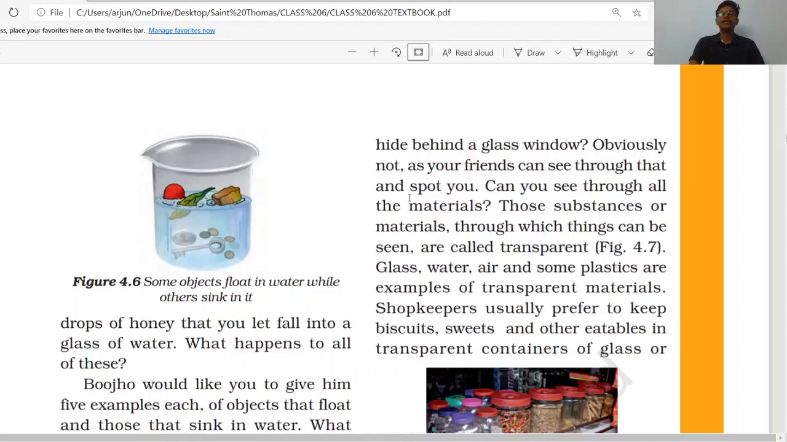Okay, let's see. We can see through all the materials. We can see through the glass. We can see through the plastic, but we can't see through the iron surface. The wooden door we can't see through. Those substances or materials through which things can be seen are called transparent.